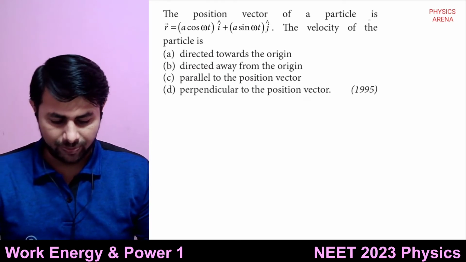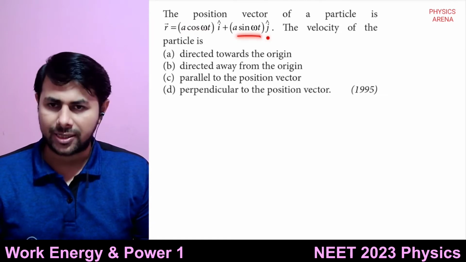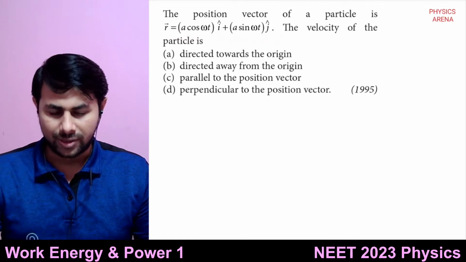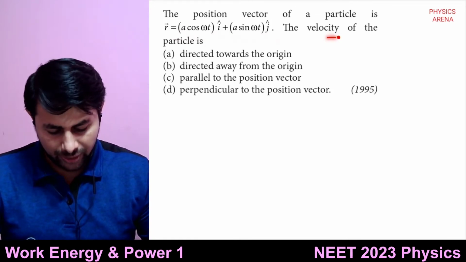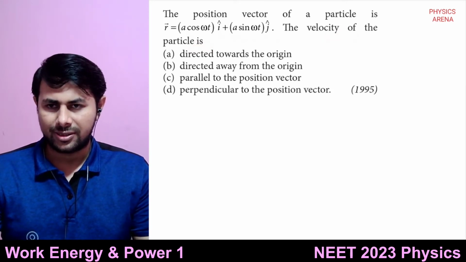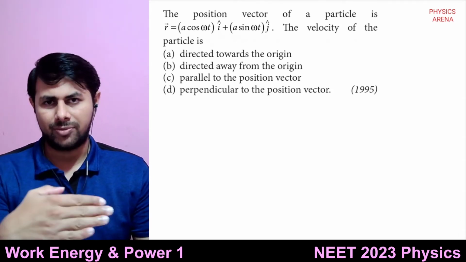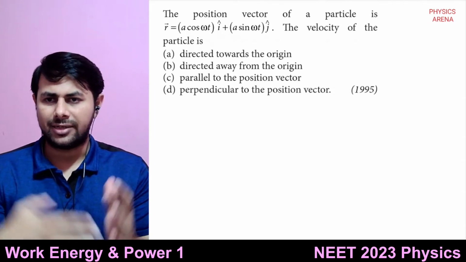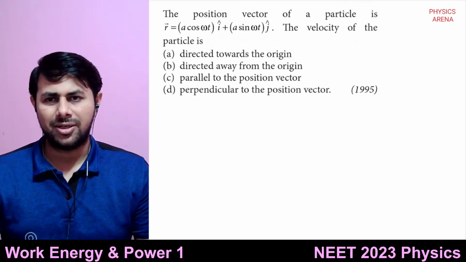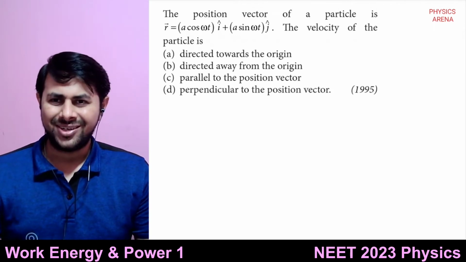Okay, the position vector of a particle is given by r bar equals a cos omega t into i cap plus a sin omega t into j cap. So this is the position vector in uniform circular motion. And in uniform circular motion, the velocity of the particle is perpendicular to the position vector, right? Position vector is directed along the radius and away from the center. Velocity is directed in the tangential direction, right? So we had seen this question in uniform circular motion. Now we can solve this question in another way.